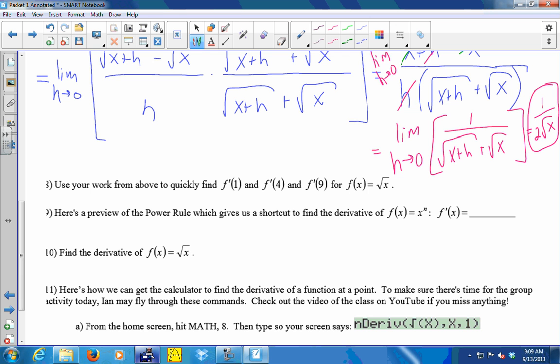Okay, so if I want to evaluate f prime of 1, that would be 1 over 2 square root 1, which is a half. And f prime of 4, 1 over 2 square roots of 4, which is a quarter. And f prime of 9 will be 1 over 2 square roots of 9, which is 1/6.